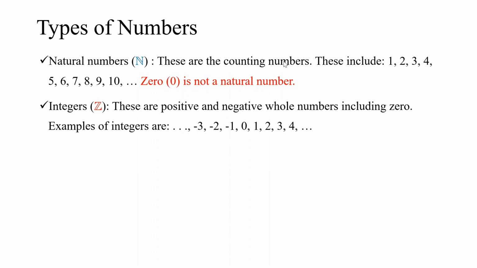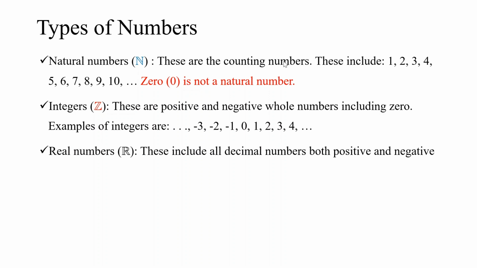What are integers? Integers are positive and negative whole numbers including 0. Most times when you ask students what integers are, they will tell you positive, negative whole numbers. Take note that 0 is also an integer. So positive and negative numbers including 0.